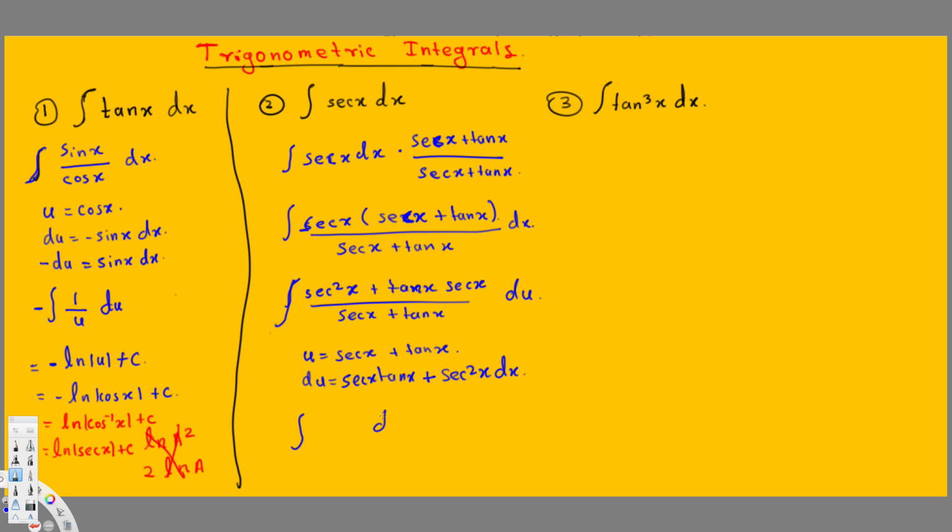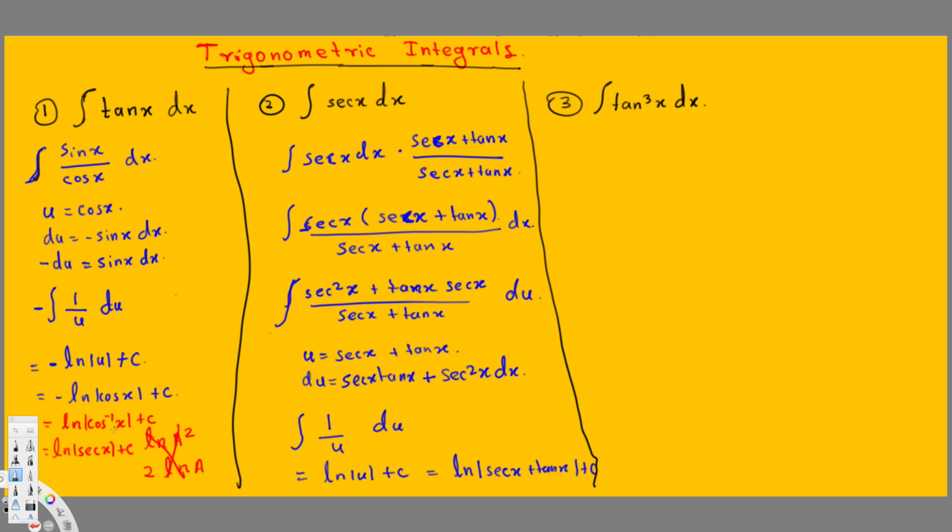And in the bottom we have u, that is sec x plus tan x. So this is 1 over u du, and if I integrate this, this will become ln u plus constant. Now all I have to do is replace u with sec x plus tan x. So this is ln sec x plus tan x plus constant, and that is the final answer for this question. And let's do the next one.